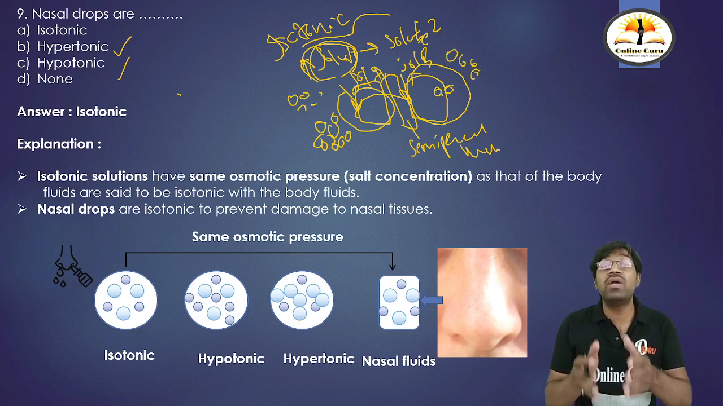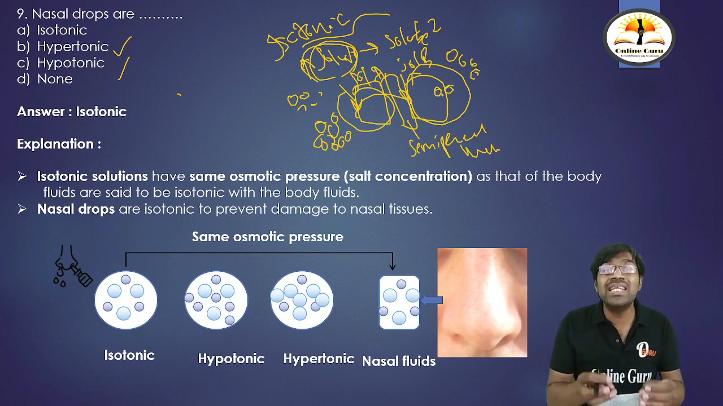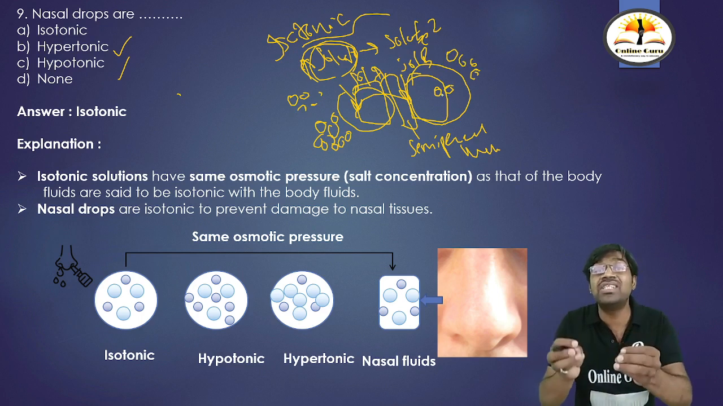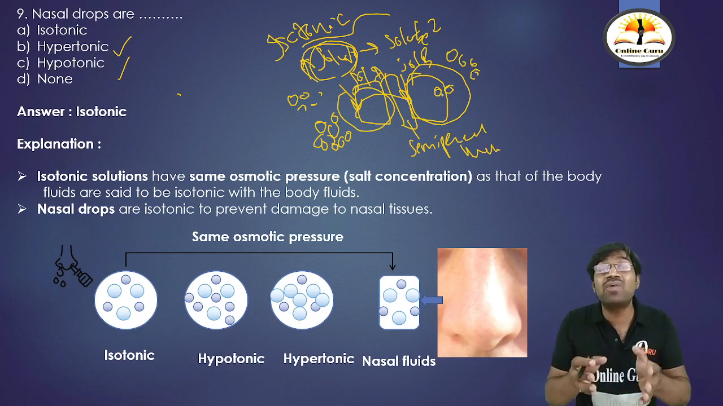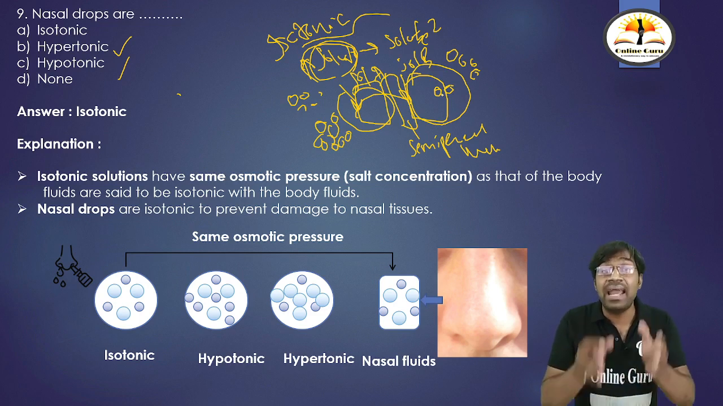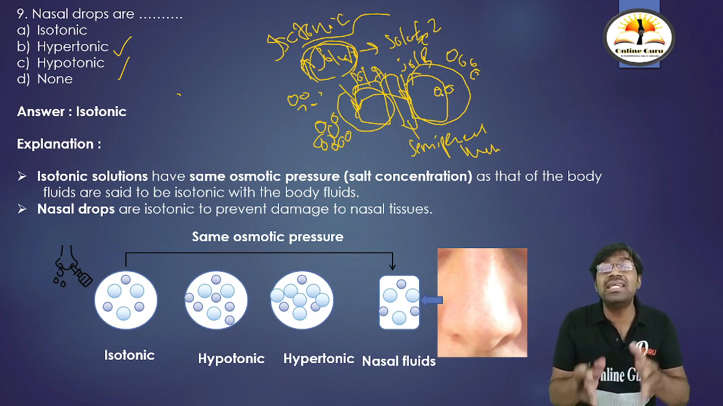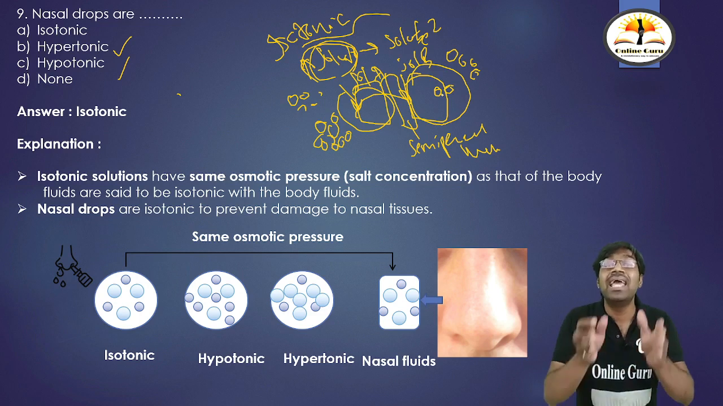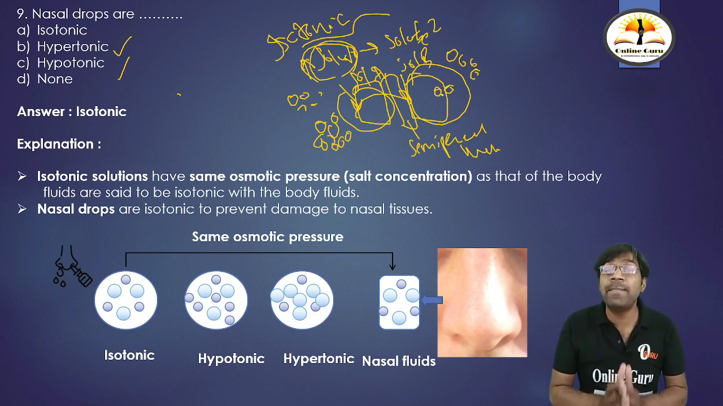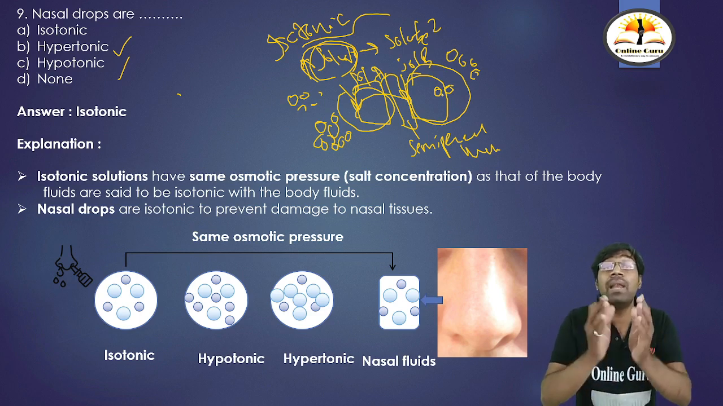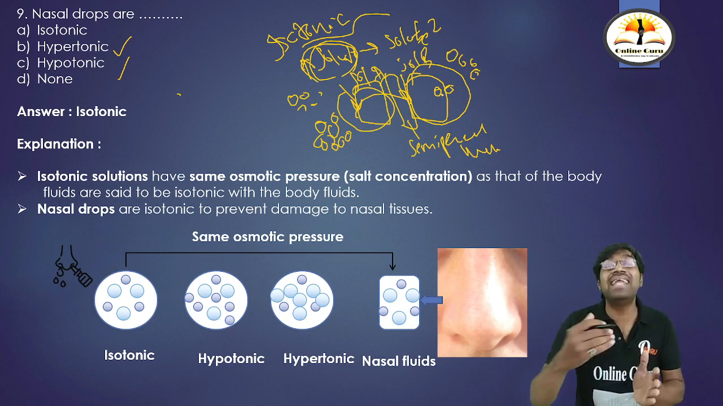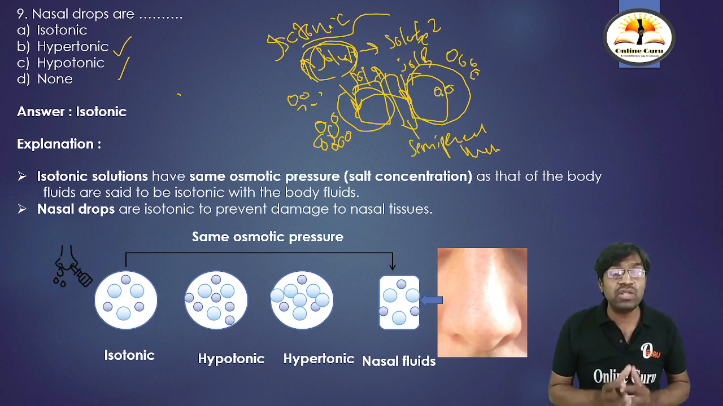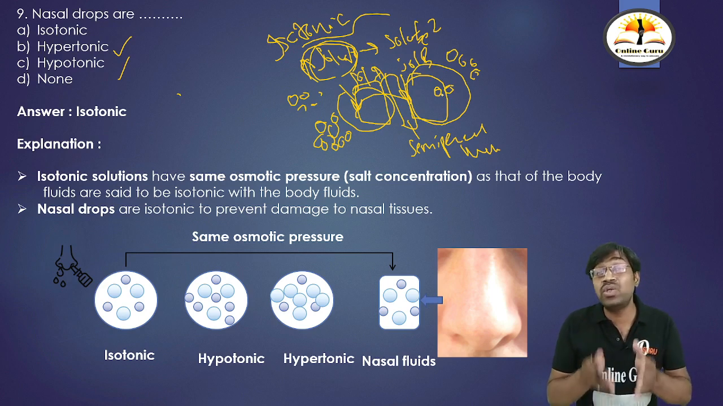This is what is called tonicity. Tonicity means the solute concentration in the solution. And iso means same. Same tonicity means same solute concentration in both solutions, which are separated by a semi-permeable membrane through which the solutes can easily move. Okay, this is what we are going to discuss as isotonic solutions.